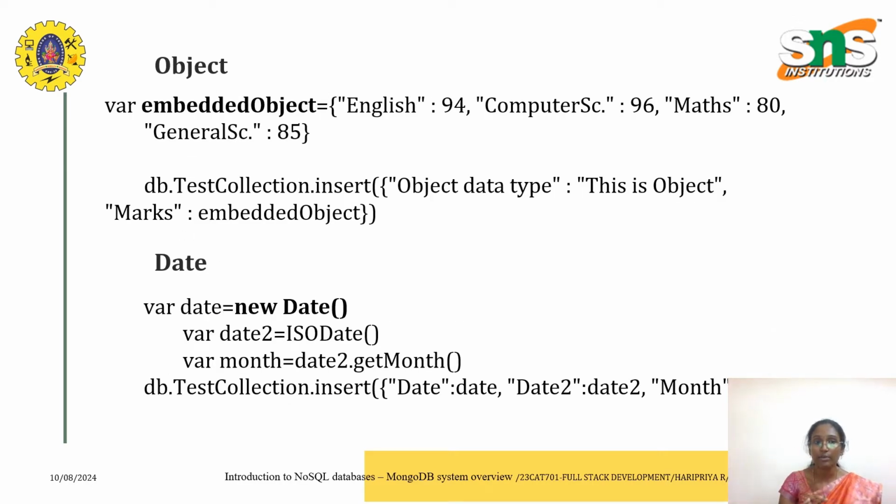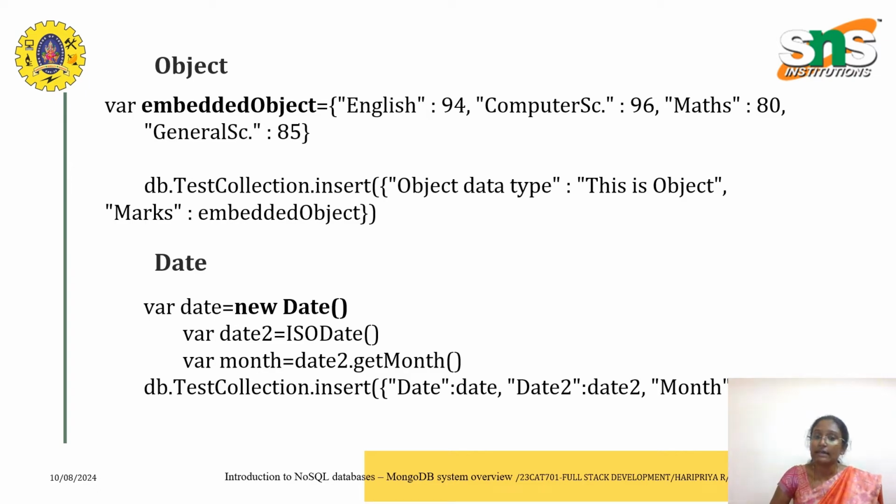Clear? So next I'll give this object over here. Object means a full-fledged column or row will be inserted in your database. So variable embedded object equal to English, computer science, maths and general science. These subjects will be embedded in my database. So db.testcollection.insert object data types. This is the object, marks colon embedded objects. These two lines you have to write in my database. It will be combined and inserted into a single column in your database.